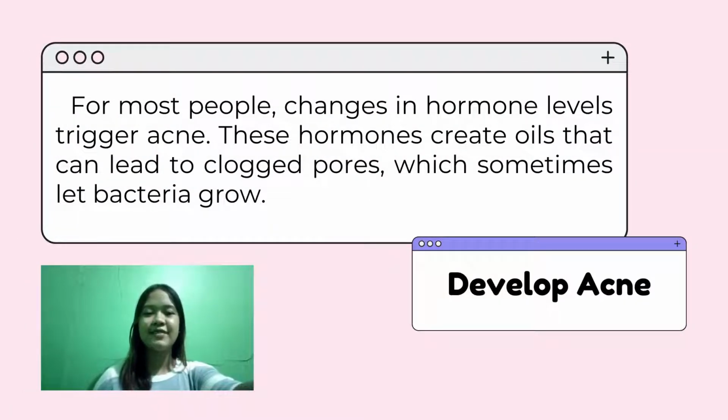Next is development of acne. For most people, changes in hormone levels trigger acne. These hormones create oils that can lead to clogged pores, which sometimes let bacteria grow. Both of these problems cause breakouts. Men whose fathers had severe acne are more likely to have it too.